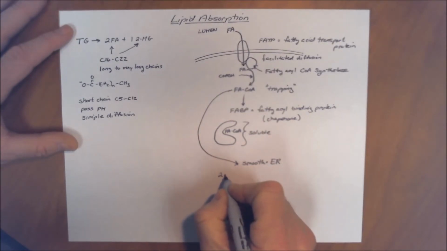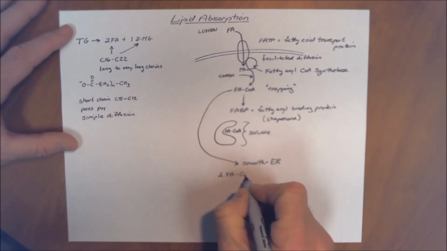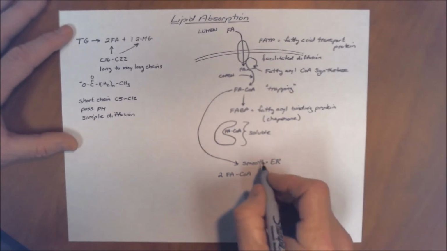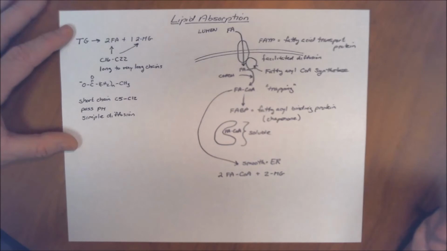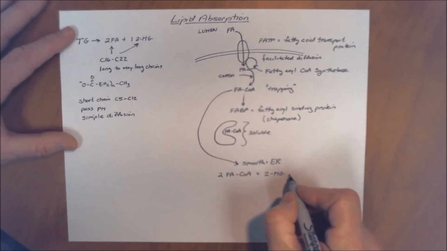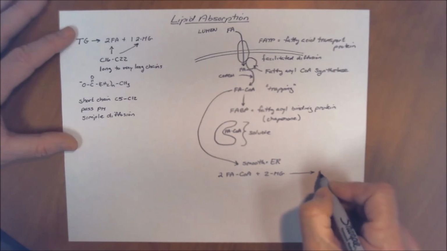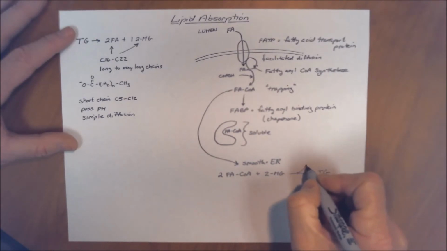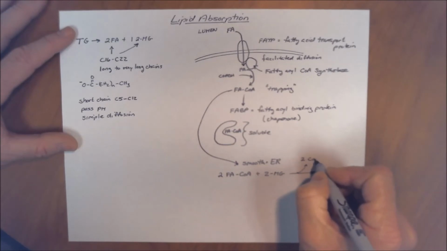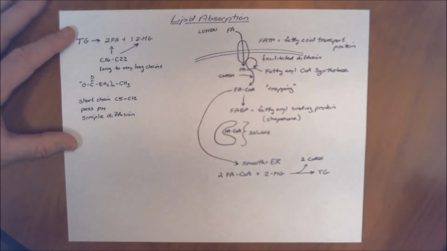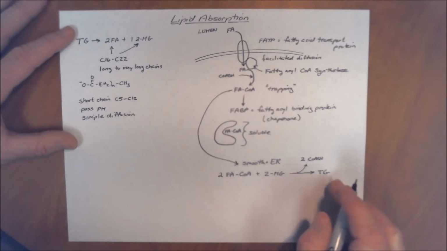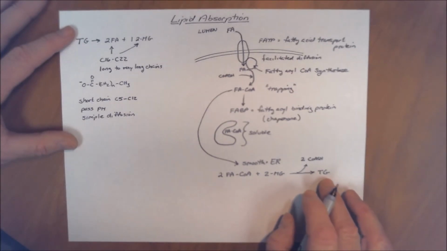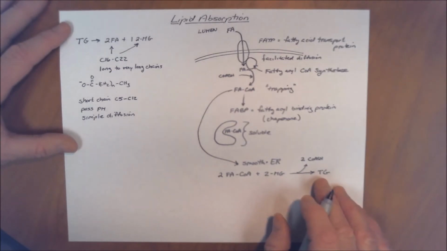So we are going to take 2 fatty acyl-CoA groups plus 1,2-monoglyceride structure. And what are we going to make? We are going to make a triglyceride, releasing our 2 coenzyme A groups. Now that we have this triglyceride restructured, we are ready to package up this very hydrophobic molecule into a structure that can be easily and safely transported in the body.